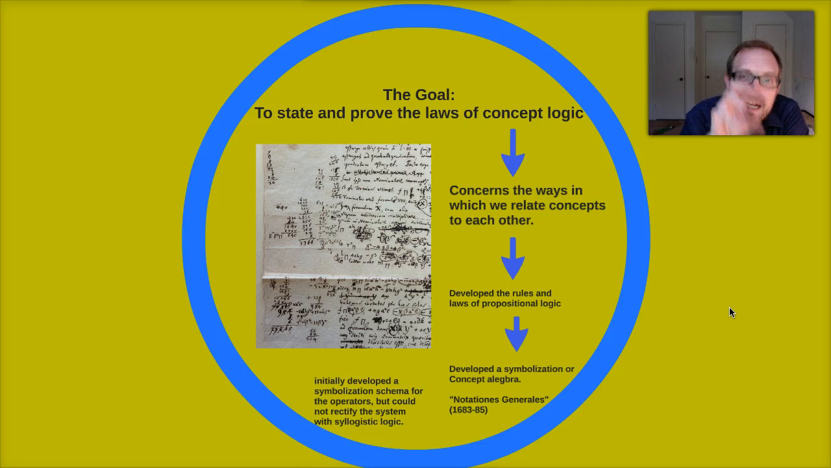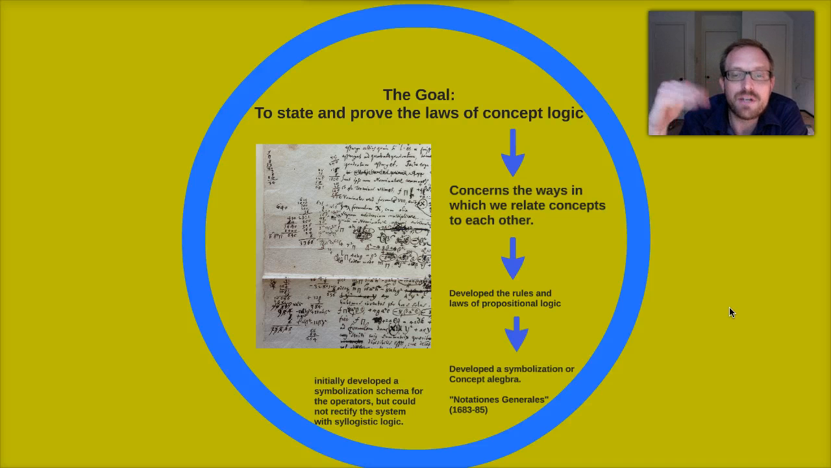That sort of thing, where I'm relating concepts to each other, doesn't conform to the categorical form, right? So you had to develop a completely new way of doing logic. And it ultimately concerns the way in which we relate our concepts together. Leibniz developed the rules in order to articulate this concept logic. He developed all of the rules and the laws of propositional logic. And again, he never published them at all, not in his own lifetime. Of course, they have been published since.